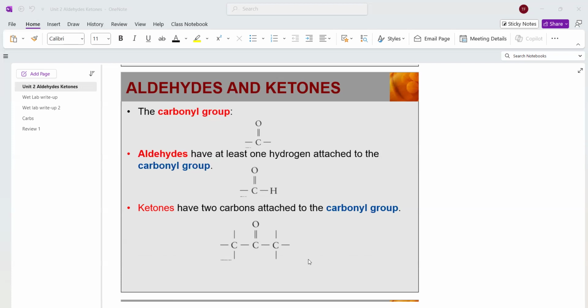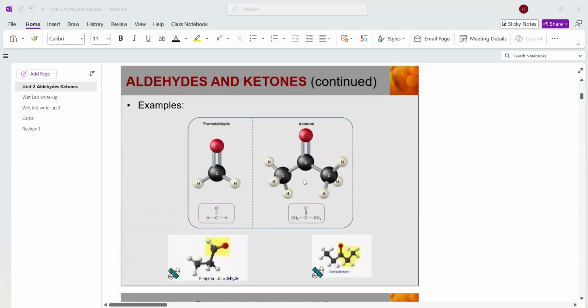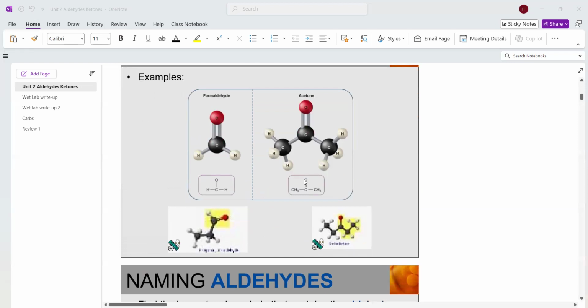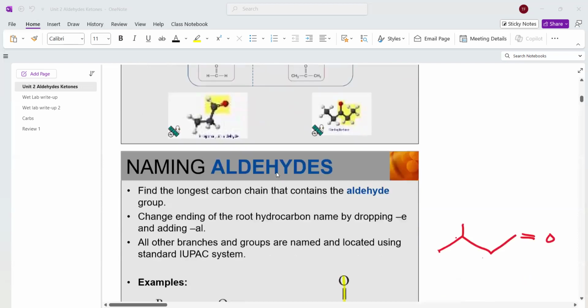Now, between the two, aldehydes are going to be more reactive. In fact, they're very reactive. We'll see in a little while here. Okay, this is a couple models of them.